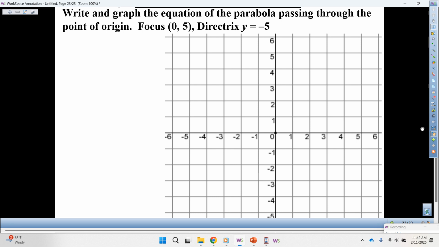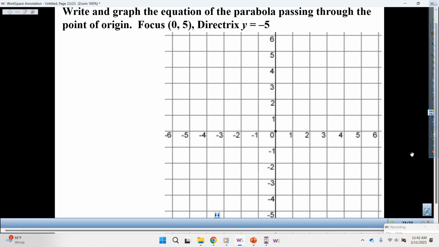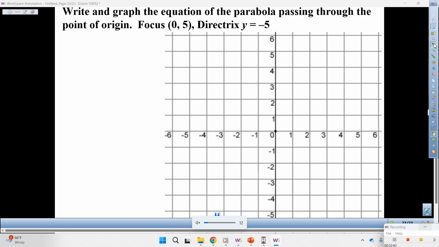See if you can write the equation. Give some time. All right, let's see. Get us started, please. What equation do we write? Who went last?